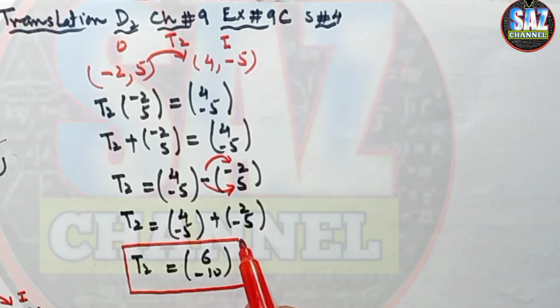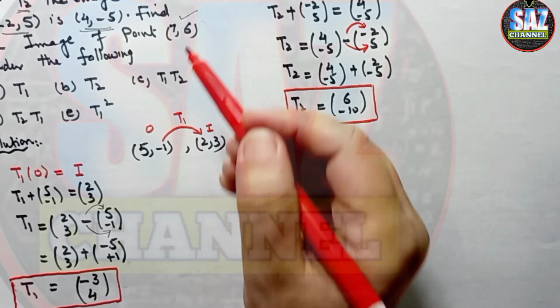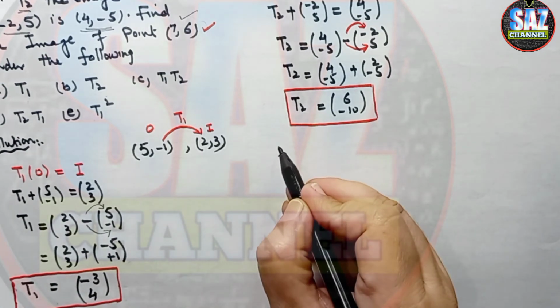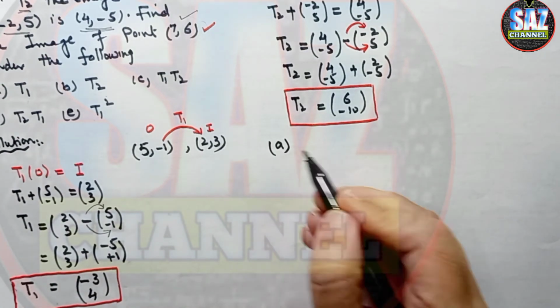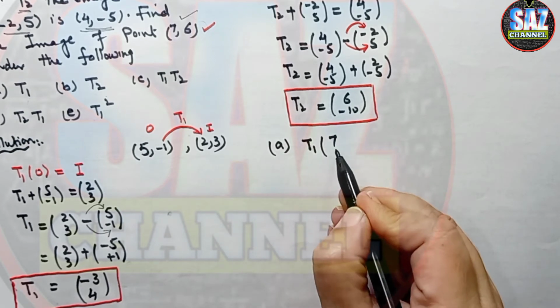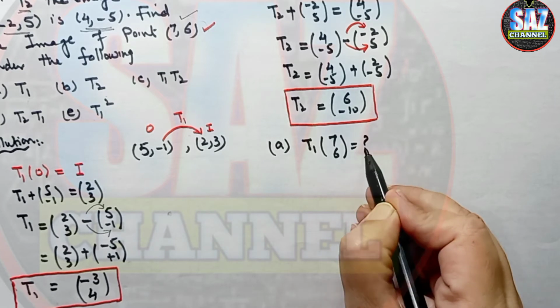We have to find the image of 7 and 6 under these conditions. So the A part is that I have to find the image of 7 and 6. T1 when will be applied on 7 and 6, what will be the answer?